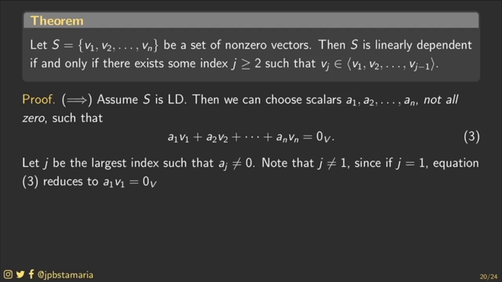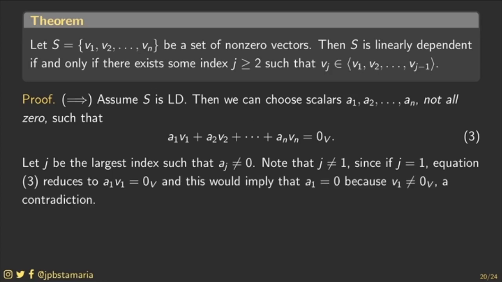First of all, J cannot be 1. You know why? Because if J is 1, all the Ai's that come after A1 will all be zeros. So equation 3 will just reduce to this funny equation, A1 V1 equals 0. But because A1 is not 0 by the definition of J, if this product is 0, it forces V1 to be 0. But V1 cannot be 0, right?